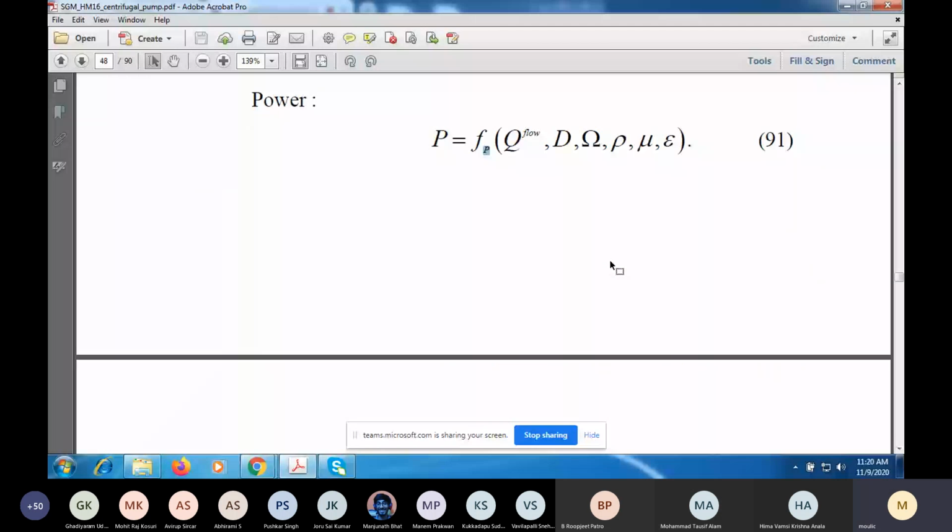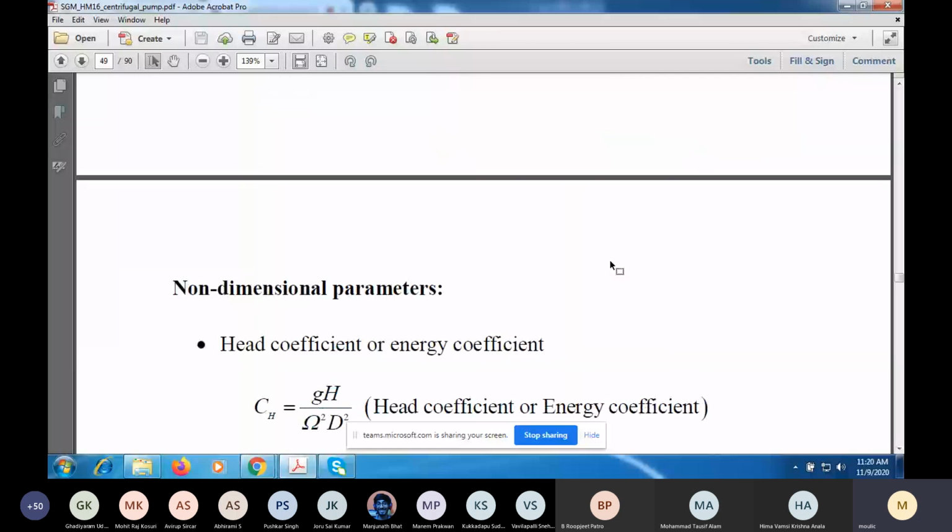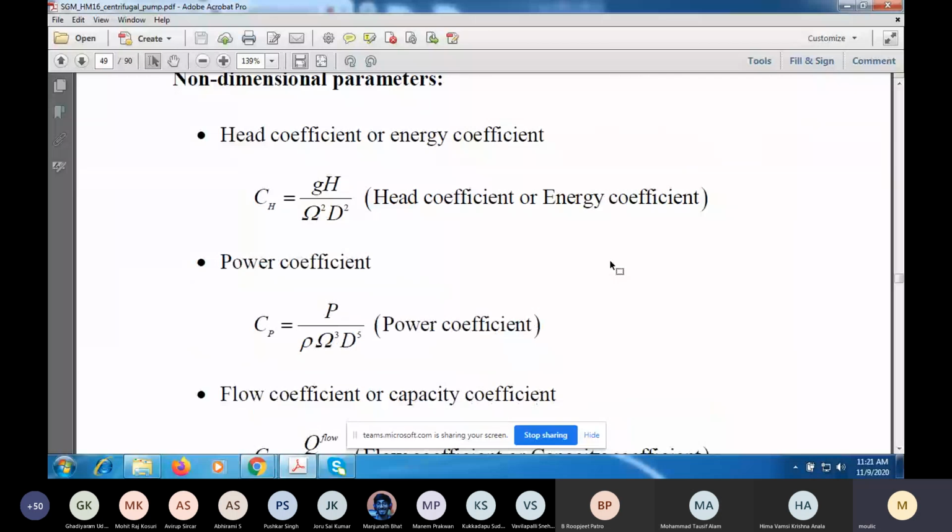And using dimensional analysis, you can find the non-dimensional parameters. The important ones I'll just state here. One is called the head coefficient. It is gH by omega squared D squared. See, omega is in radians per second, so units is 1 by second. Omega into the diameter is meter per second. So the denominator here has units of meter per second whole square. And the numerator is meter into meter per second square. So this is non-dimensional.